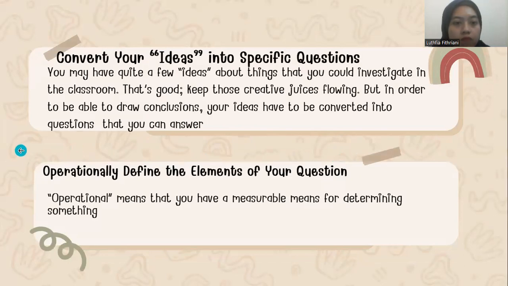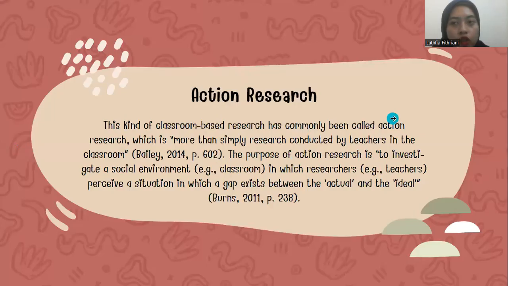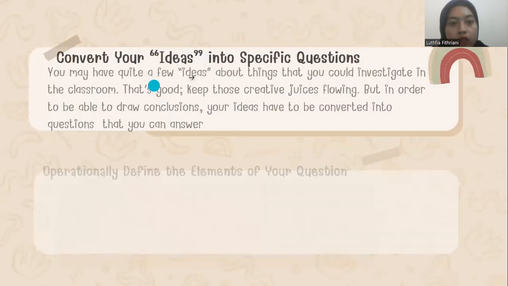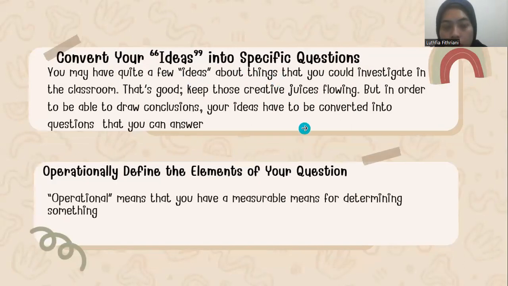There are some ways in doing action research. The first is convert your ideas into specific questions. You may have quite a few ideas about things that you could investigate in the classroom. It is good, keep those creative choices flowing, but in order to be able to draw conclusions, your ideas have to be converted into questions that you can answer.